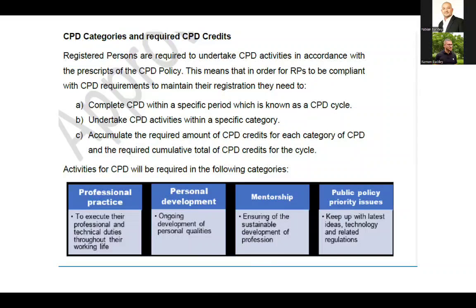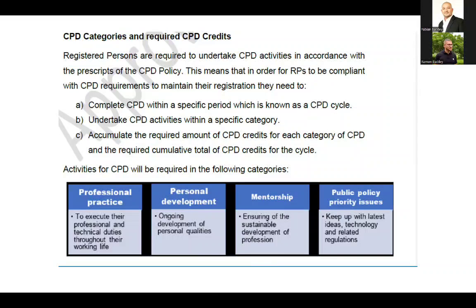Previously, it used to be 5 years. By point B, undertake CPD activities within a specific category. So those are obviously the 4 categories that you can see below, which we'll go into in a bit more detail. And then by point C, accumulate the required amounts of CPD credits for each category of CPD and the required cumulative total of CPD credits for the cycle.